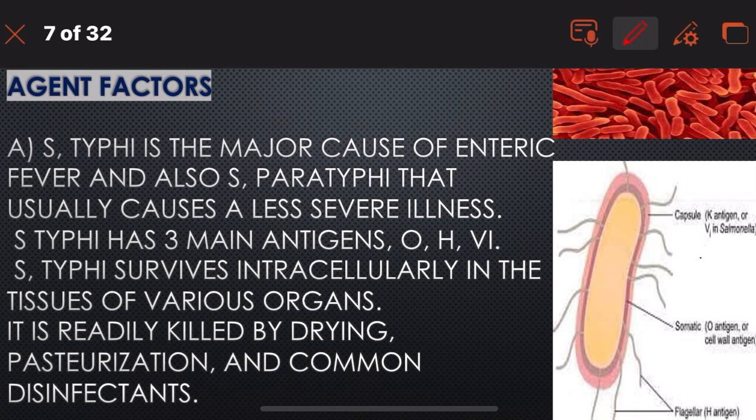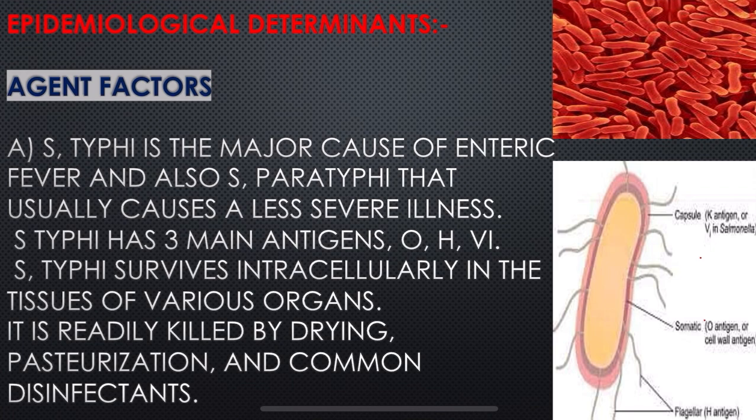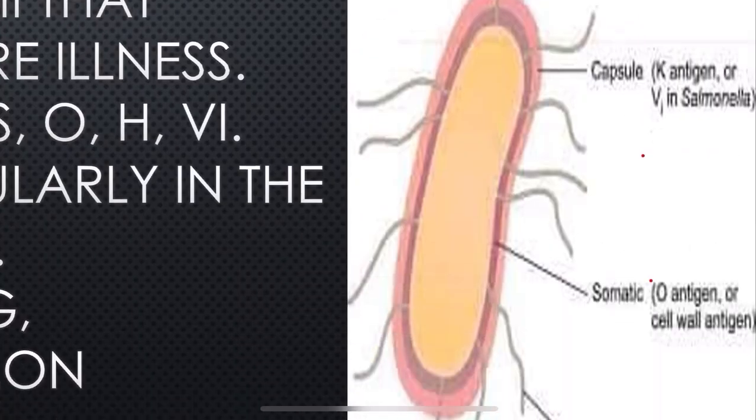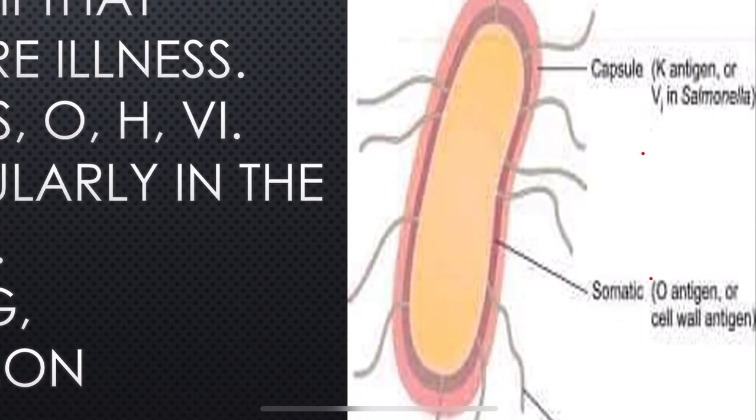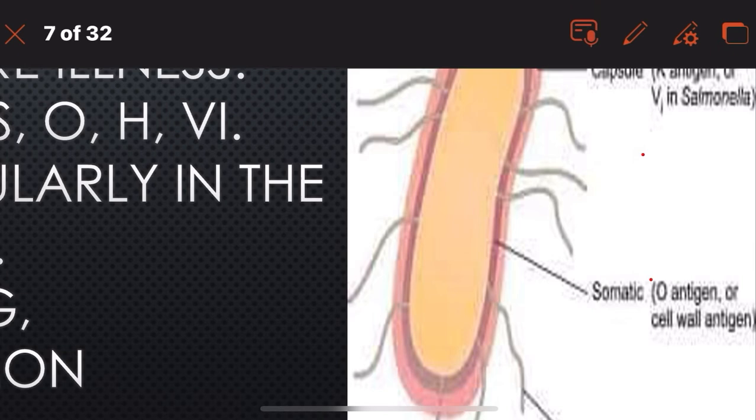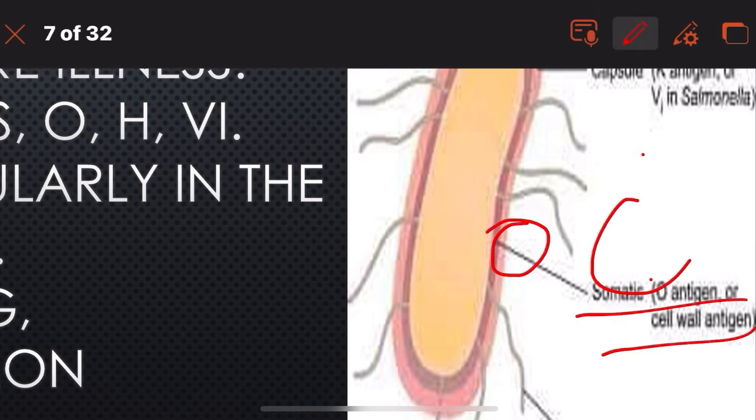You see that O antigens are also called cell wall antigens or somatic antigens. You can see here in the picture. We'll zoom in this picture. Yeah, O antigen. This O antigen is also known as somatic antigen or cell wall antigen.